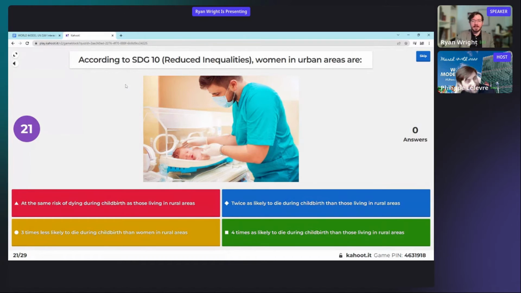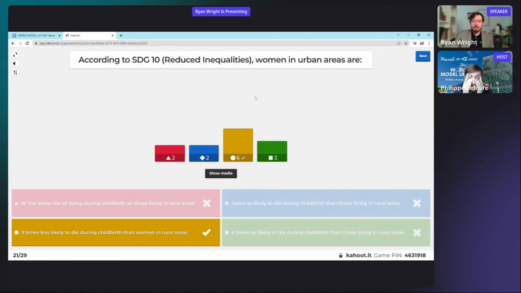According to SDG 10, women in urban areas are at the same risk of dying during childbirth as those living in rural areas. God, this is so depressing. Again, you can tell what's a Lojane question by how sad it makes you. Jesus Christ, that's horrifying. And it's 3 times less likely to die during childbirth than women in rural areas.